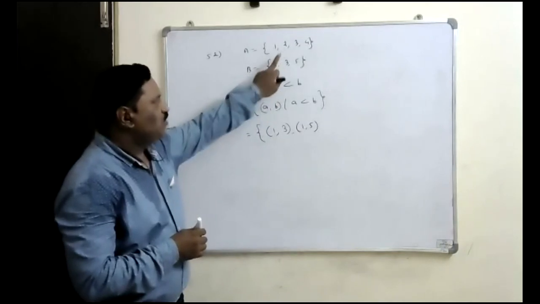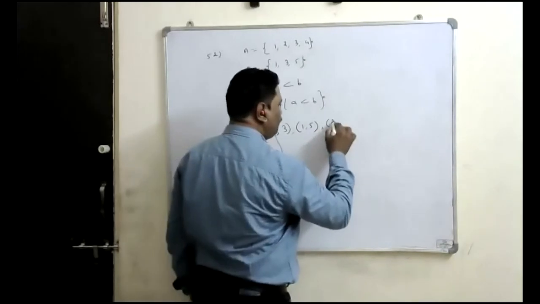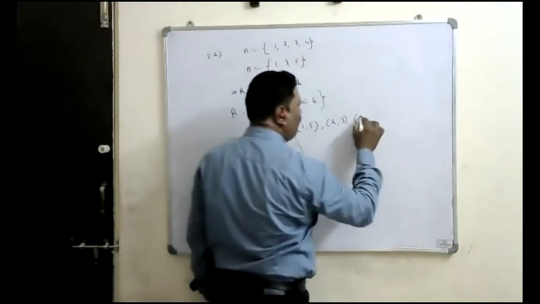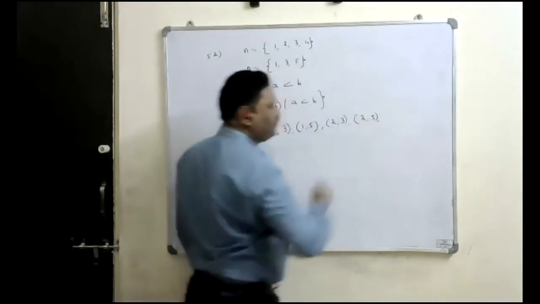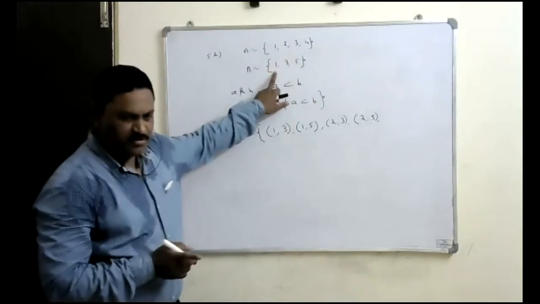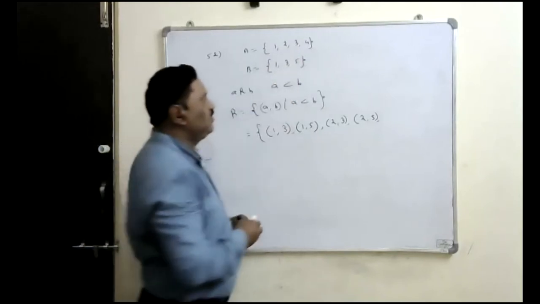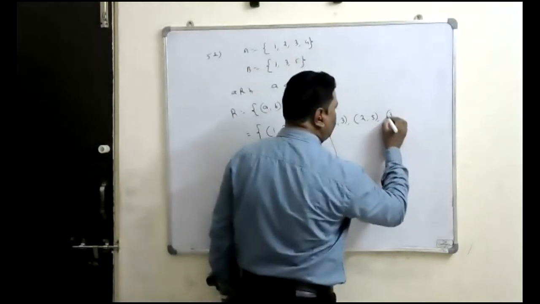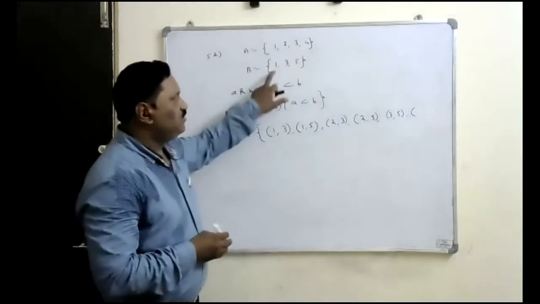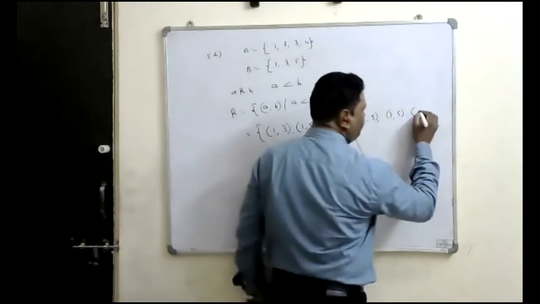Similarly, if I take a 2, (2, 1) we should not take it. (2, 3) we can take it. Then (2, 5) we can take it. Next, we take the 3. (3, 1) I should not take it because 3 should be smaller than b. So (3, 3) also I should not take it. So (3, 5) I can take it. Next, (4, 1) we can't take it. (4, 3) we can't take it. (4, 5) we can take it.